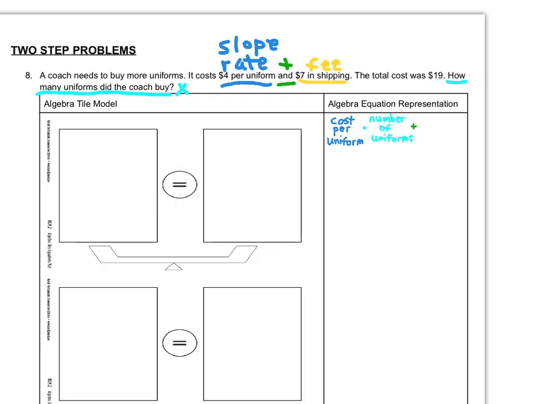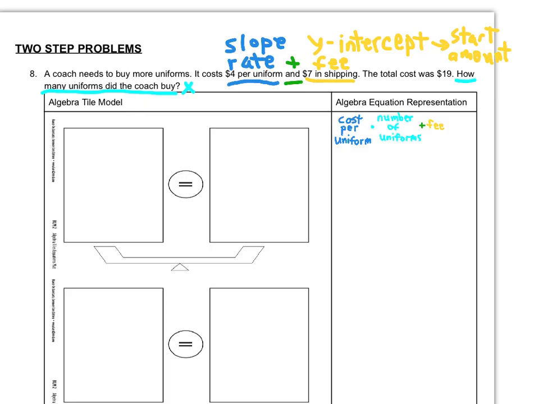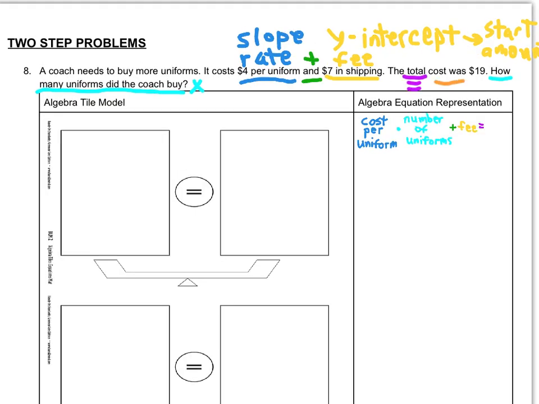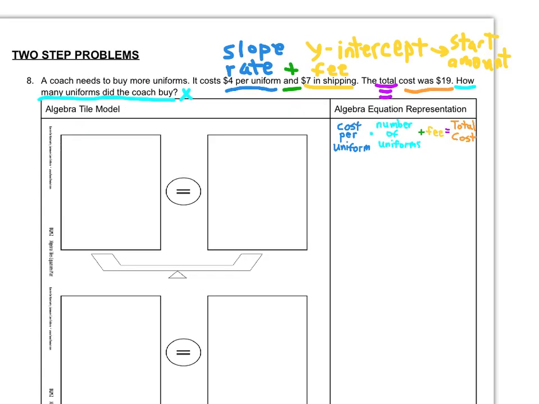That's a fee. In mathematics, we call it the y-intercept. It's our starting amount. So our cost per uniform times the number of uniforms plus the fee gives us our total. Total means equal, and our total cost was 19. That's positive 19. So again, equals total cost. So our cost per uniform times the number of uniforms, that together is the cost, plus this one-time fee equals our total cost. Those are all the things you have to pay for. That gives us a total.